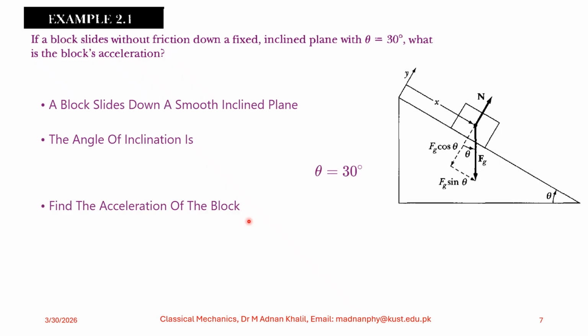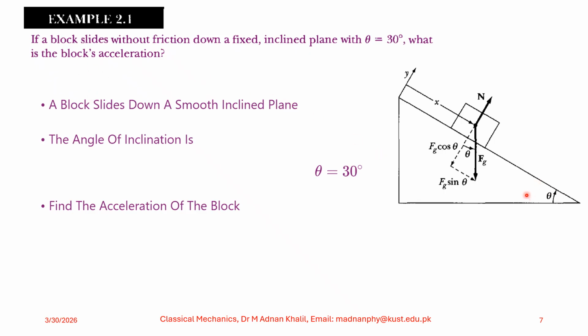So applying those two equations, we have a set of problems involving friction, that is, motion of a block of mass m along an inclined plane. The first example: if the block slides without friction down a fixed inclined plane with theta equals 30 degrees, what is the block's acceleration?